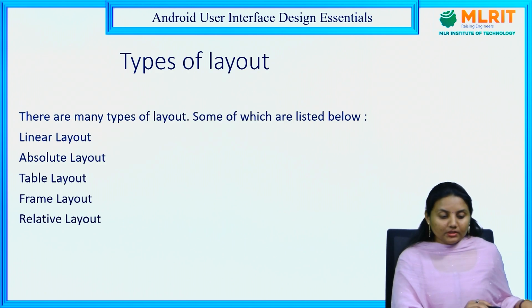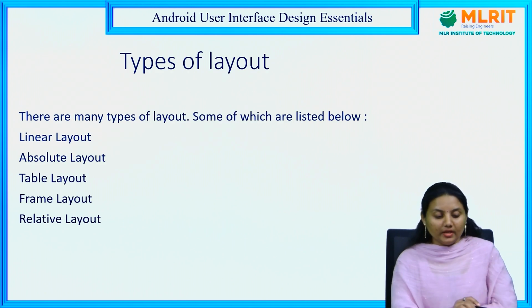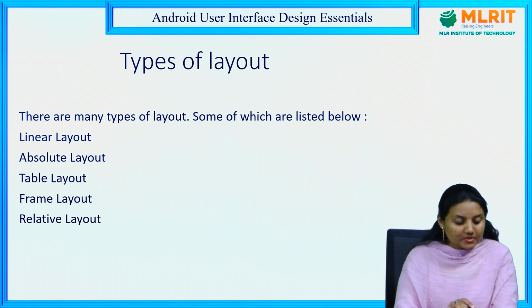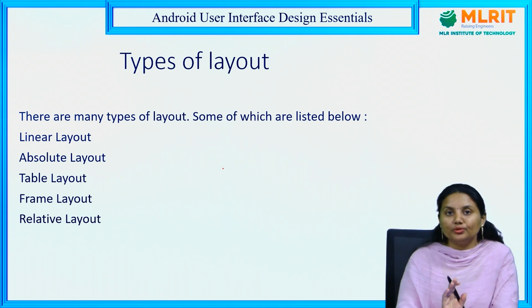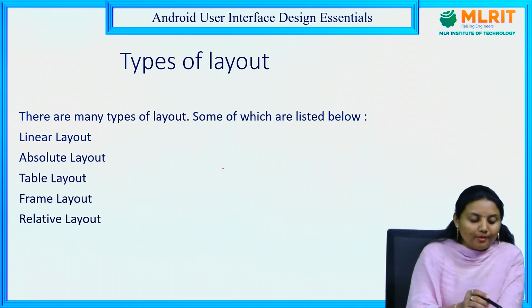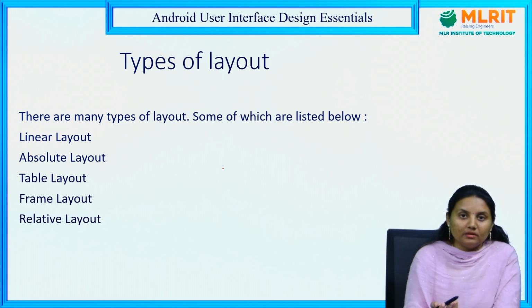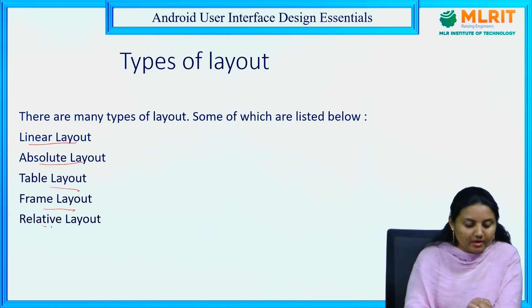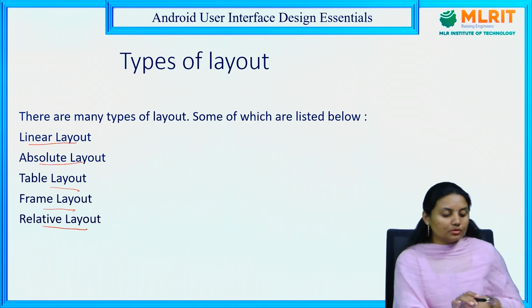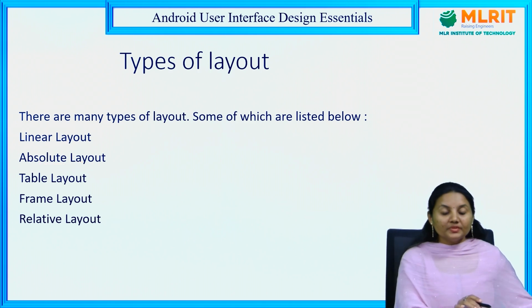Moving further, let us discuss the types of layouts in this session. Layout is nothing but what we have seen in the emulator. The emulator shows you the overview or the design part of your layout, right? How we are coding to get that design is using these layouts: linear layout, absolute layout, table, frame, and relative layout. We'll see how this code is related to these things.